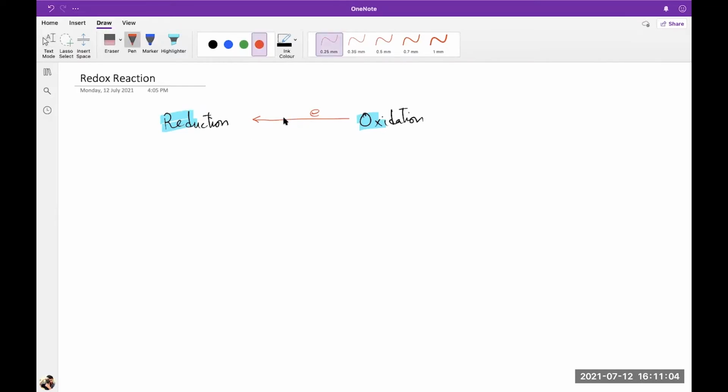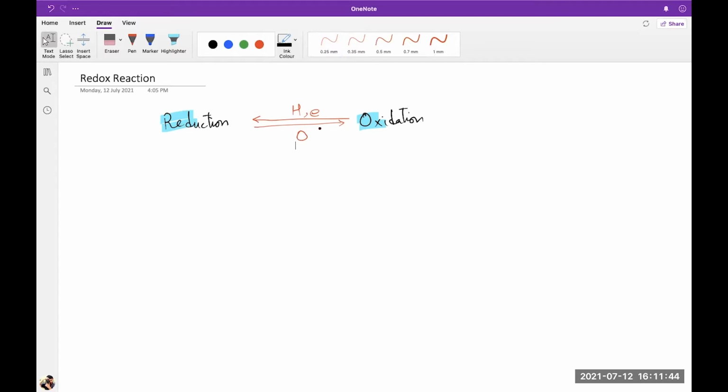Now, in terms of hydrogen, it's also the same. You take the hydrogen away, and that is oxidation, and you accept the hydrogen, that is reduction. I'm not talking about hydrogen ions, I'm talking about hydrogen atoms. This definition is usually not talked about in O-levels chemistry or IGCSE chemistry. So even if you don't remember the hydrogen, that's perfectly fine. It won't hurt you.